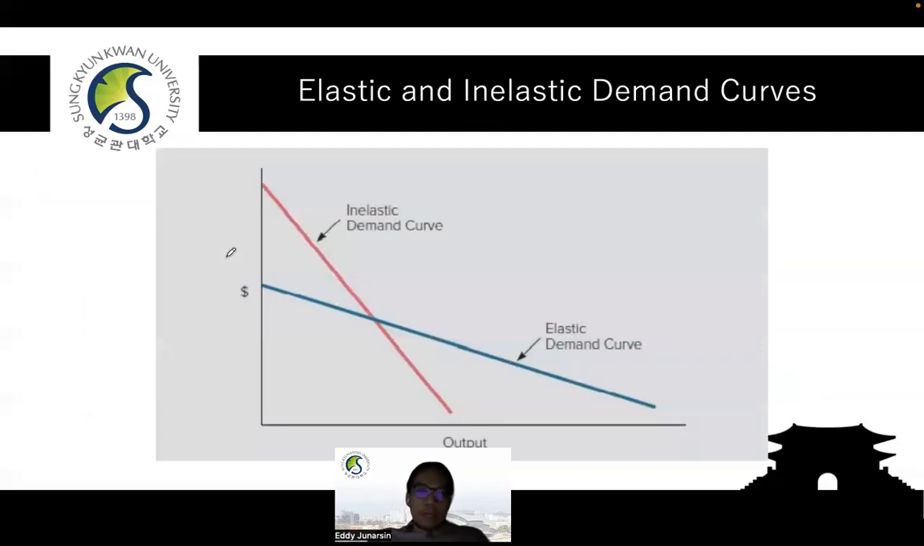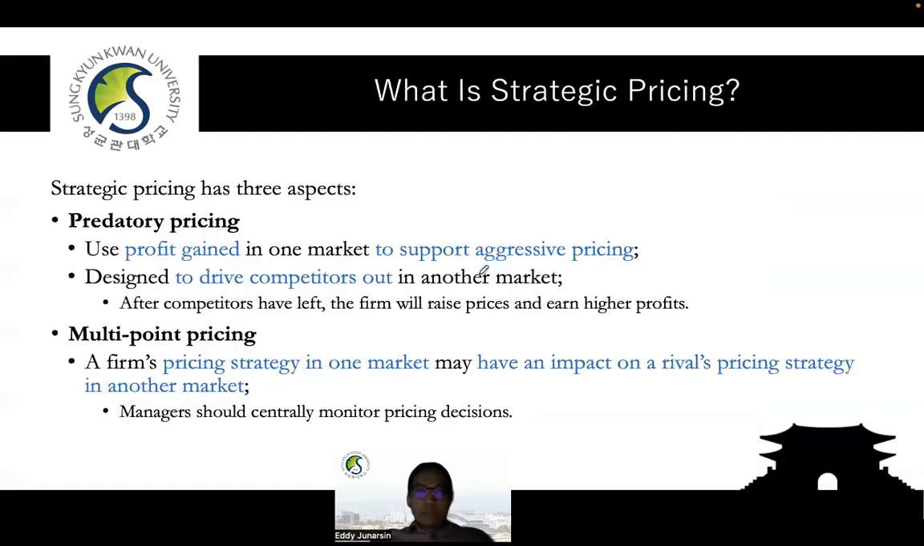See the picture here, the red line denotes the less elastic. Even increasing the price will not create a big shock to the demanded output. On the other hand, elastic means even a small change in price will shock the demand, or shift the demand quite significantly.